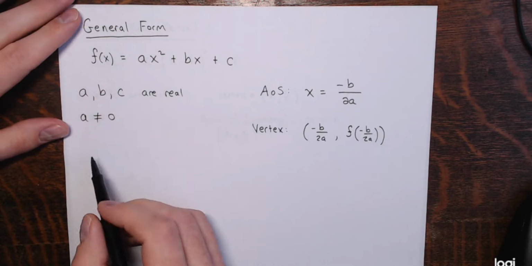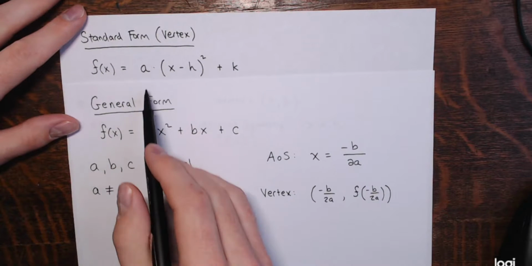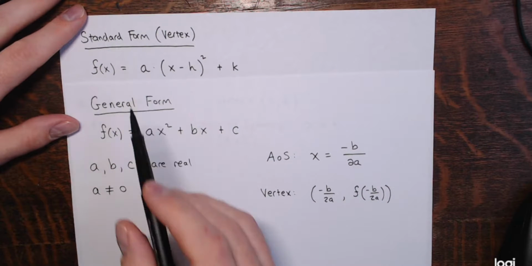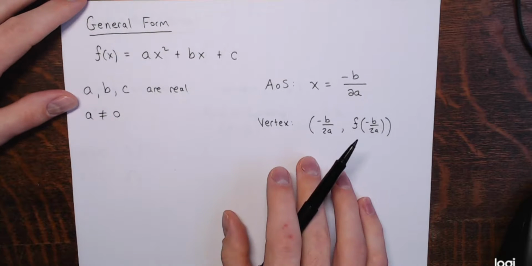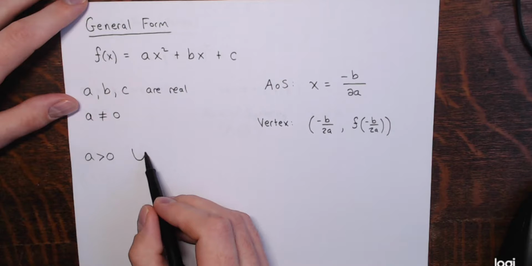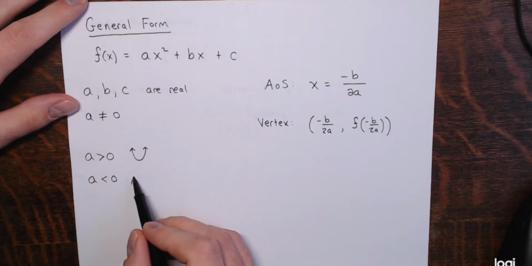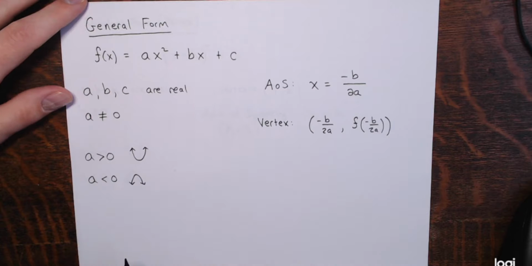And same thing as with the standard form. This a here is the same as that a. These are the same number, representing the same thing, the lead coefficient. So once again, if a is positive here, the parabola is opening up. And if a is negative, the parabola is opening down. Right.